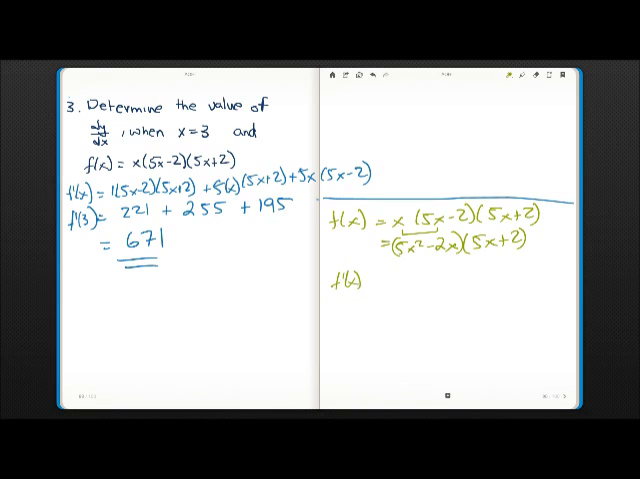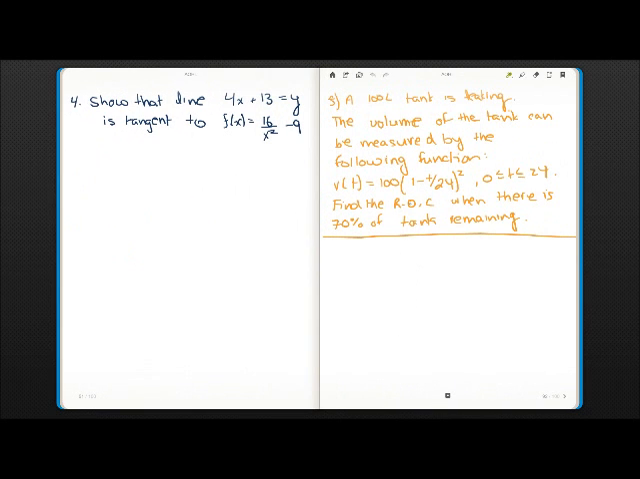So f prime of x would be the derivative of the first function, so that'll be 10x minus 2 times 5x plus 2, plus the derivative of the second function, which is just 5x squared minus 2x times 5, and that will give you, this part will give you 476 plus 195, and that should equal 671. So that's the answer.